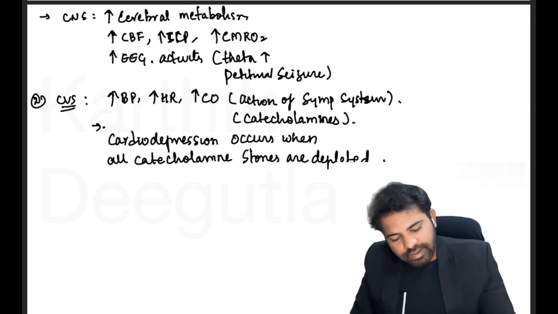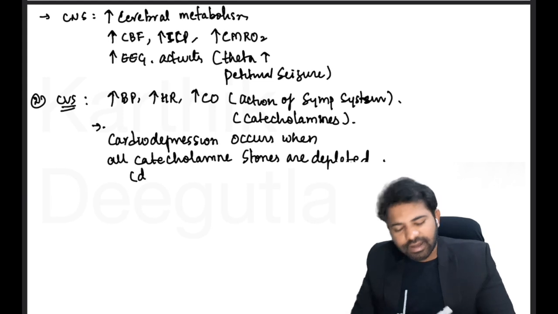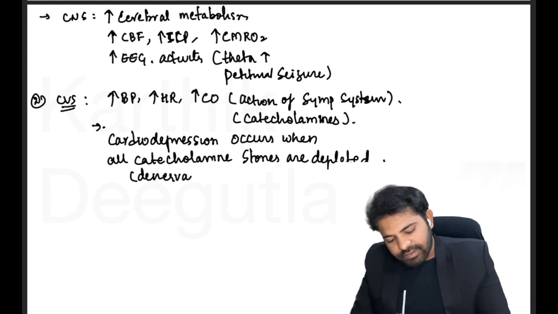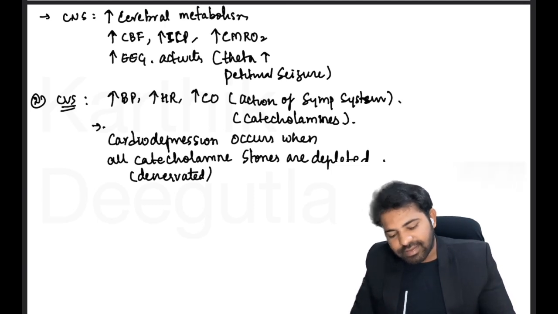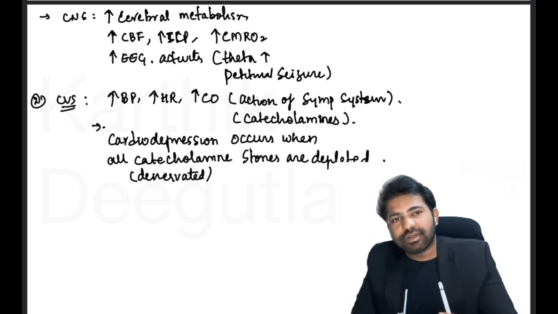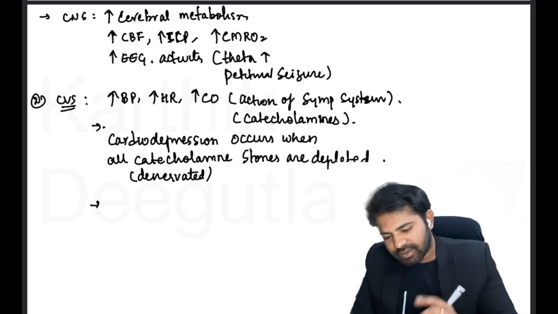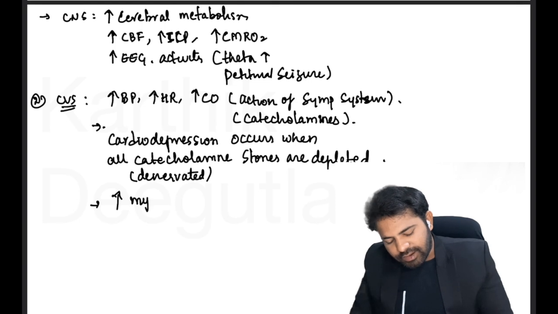Clear? This can also occur in a denervated heart. There is no release of catecholamines, or there are very few catecholamines. Okay, in that case, even ketamine will cause cardiac depression. Remember this. And also, it will cause increased myocardial oxygen consumption.